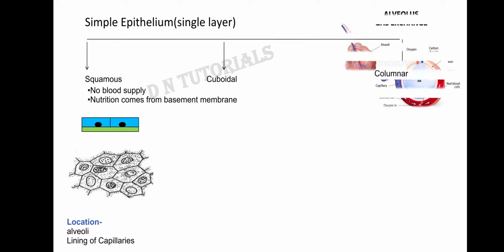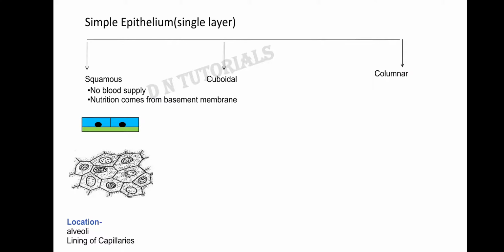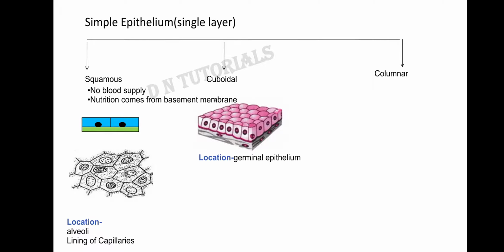The second category is the cuboidal epithelium. Here the cells are just like a cube with a centrally placed nucleus, and these cells are arranged on the top of a basal membrane or the basement membrane, right? Cuboidal epithelium is present as the germinal epithelium in the ovaries and the testes.